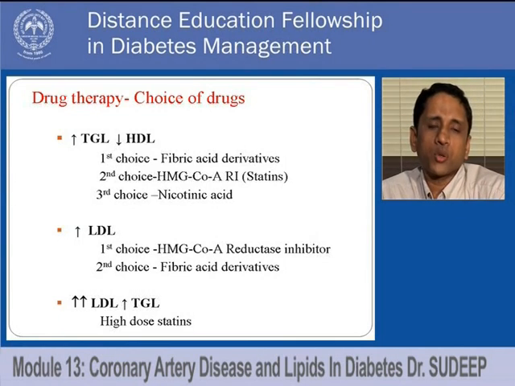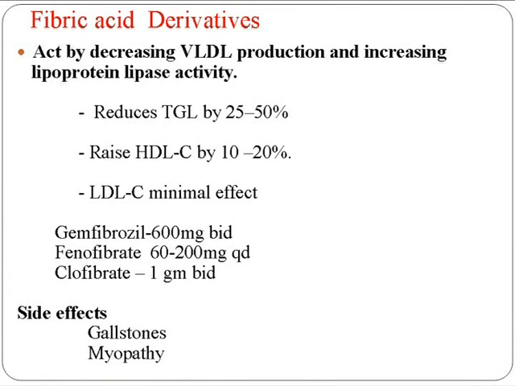If the patient has both increased LDL and increased triglyceride, first initiate high dose statins and add on fibric acid derivatives. So, how do fibric acid derivatives work? They act by decreasing the VLDL production and increasing the lipoprotein lipase activity. They achieve a triglyceride reduction of around 25 to 50% in a given patient population, while there is a mild raise in the HDL levels by around 10 to 20%, while the effect on LDL is minimal.